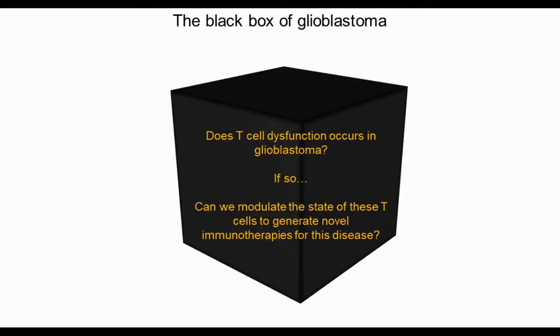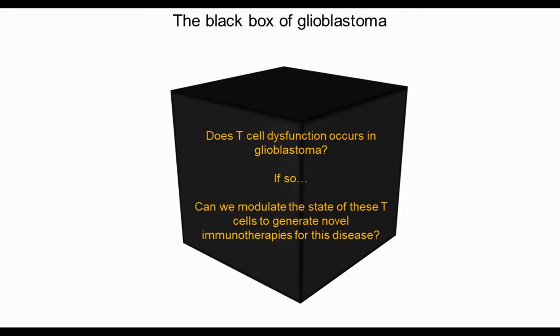So what's the question regarding glioblastoma, given what I've talked about here? The question we are pursuing is this: glioblastoma has T cells, so does T cell dysfunction occur in glioblastoma, in this type of tumor that has so few mutations compared to others like melanoma and non-small cell lung cancer? And if there is T cell dysfunction in glioblastoma, the next question is, can we modulate this state in order to generate novel immunotherapies for this disease?